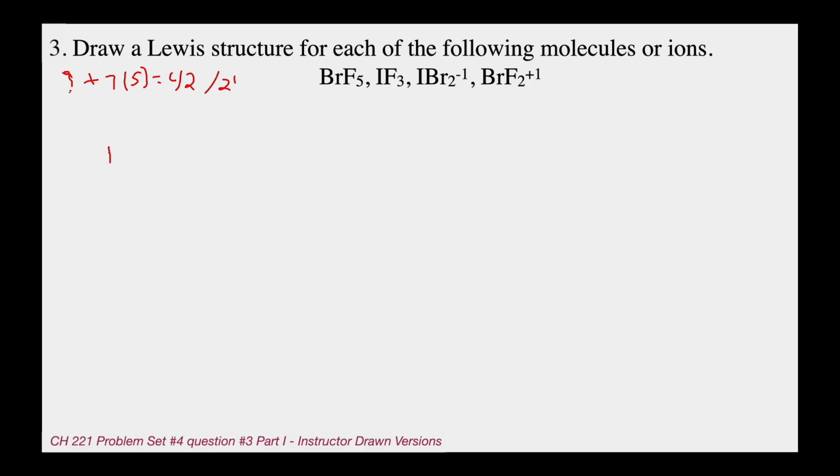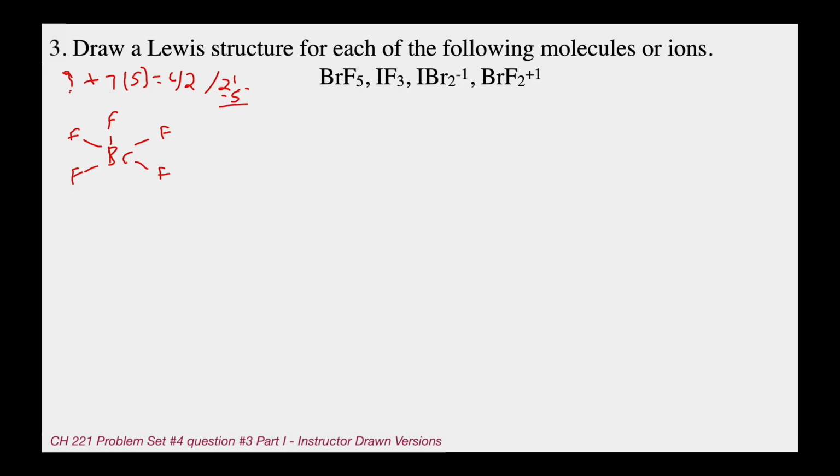And bromine will be in the middle. It's less electronegative than fluorine. Fluorine is the most electronegative of all. I'll put the fluorines around the outside, and there's 5 of them, so it's a little bit different, but nothing you can't do. I need to connect the outer atoms to the inner atoms using a bonding pair. So I'm going to draw a bonding pair between all 5 of those.